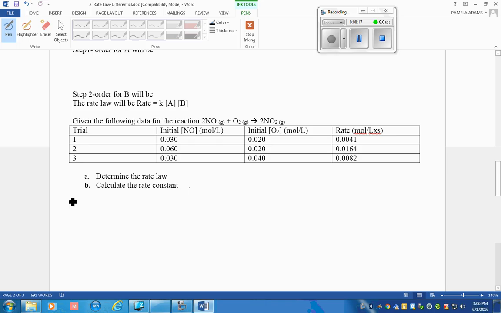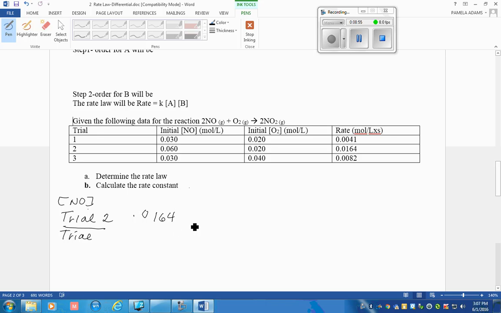So we will figure these out in this fashion. To figure out the order of NO, I need to inspect 2 trials where NO changes, but O2 doesn't. That's the only way I can be sure that NO is affecting the rate and not O2. We can see that would be trial 1 and 2. To make things easy, I'm going to put the big numbers on top, trial 2 over trial 1, and I simply write the general rate law form.